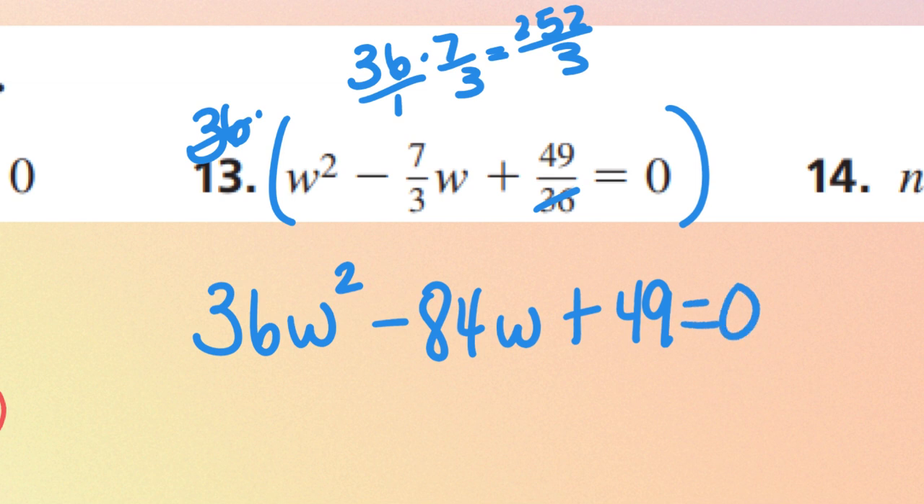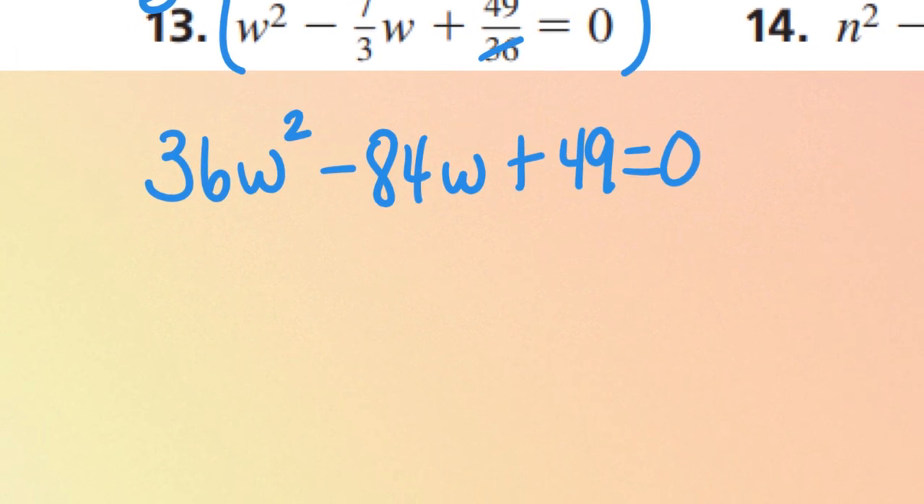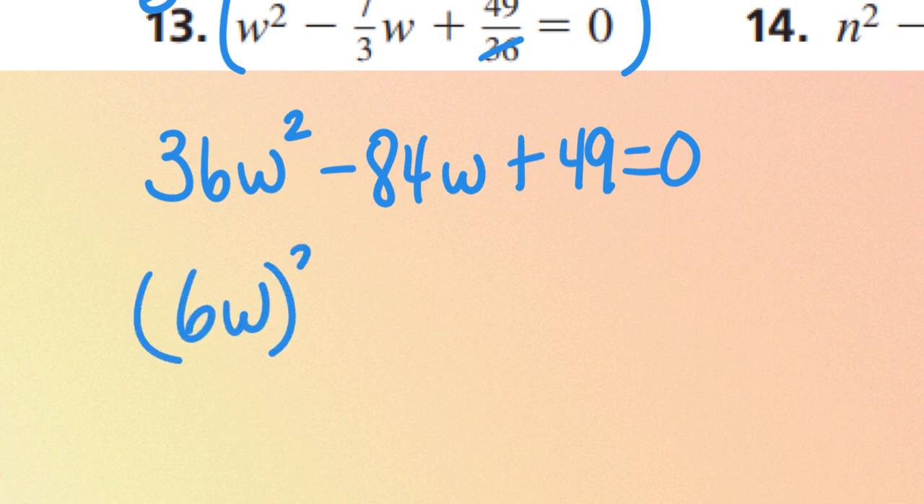And I'm going to continue looking for my perfect square trinomial pattern. So I know that 36 is a perfect square, so I'm going to have 6w squared. And can I split 84 into 2? Yes, by 42 times 2, right? So I'm going to cancel this out, and I'm left with minus, and the perfect square of 49 is 7 squared equals 0.